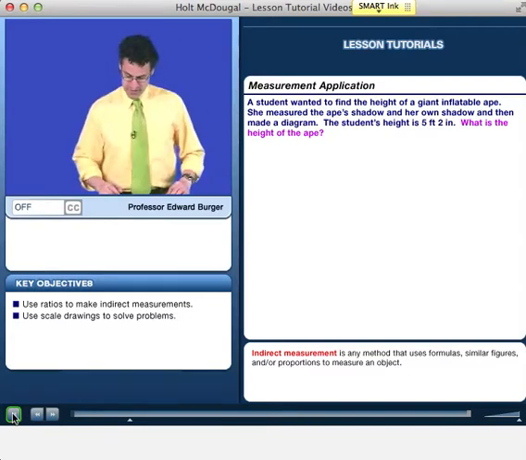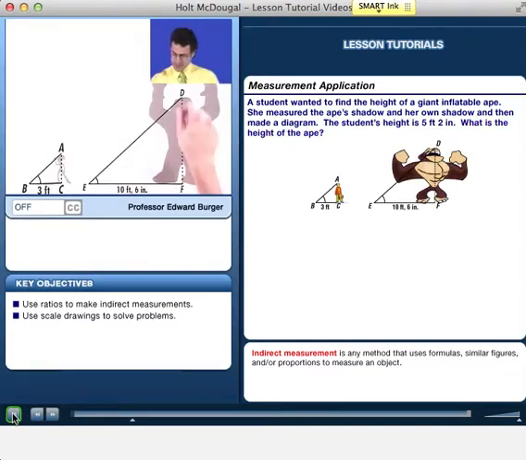Here's my version of this. So we have the scary inflatable ape here, and here's the student who's interested in how high that is. Now, there's the sun that's shining way over here somewhere, and it's casting down and making a shadow. But the important thing is that since this is level ground, we're going to assume, and we have the sun coming down, then in fact, these lines are going to be parallel.